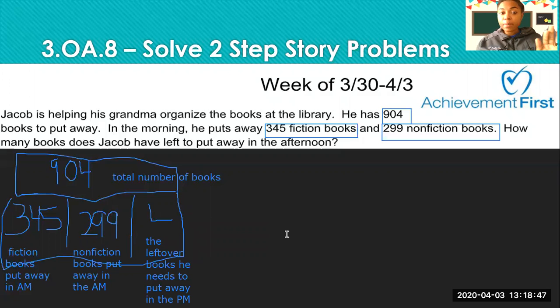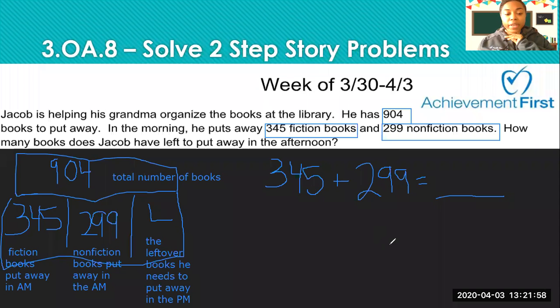Okay, so now I just labeled everything that I know and I need to figure out. As I keep solving, I need to keep labeling to help me figure out, wait, what does this number represent? Based on what it represents, what should I do next? Okay, so I thought about what's happening. I thought, first I want to add 345 and 299 and put those together.